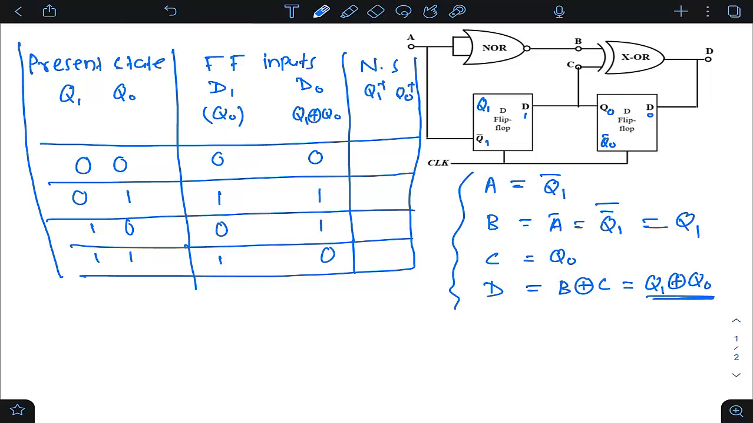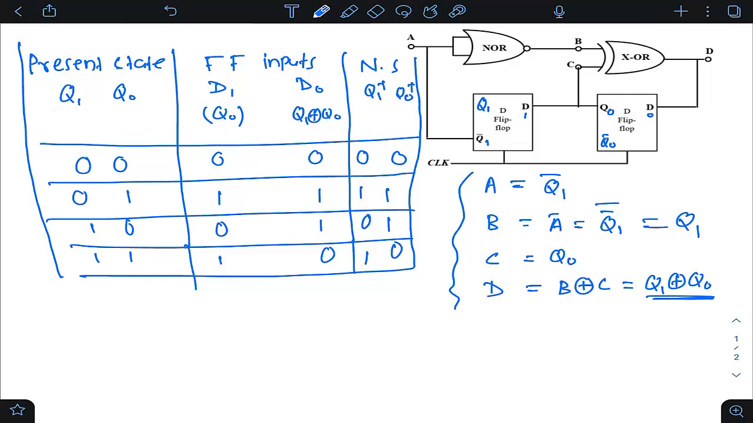You know, these are D flip-flops, and in a D flip-flop, the next state is the same as the applied input: Q plus equals D. So Q1 plus equals D1 and Q naught plus equals D naught. In that logic, if you fill it up, Q1 plus is D1, which is 0, 1, 0, 1. Q naught plus is D naught, which is 0, 1, 1, and then 0.